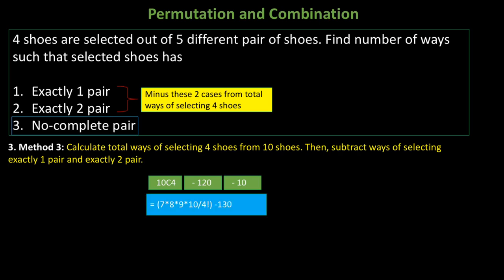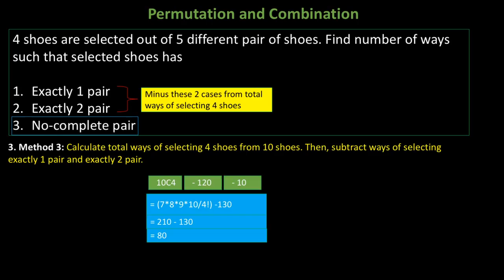So 10C4 is nothing but 7 into 8 into 9 into 10 by 4 factorial, minus 130, and this is nothing but 210 minus 130, which is 80. And we found in our previous two methods also, and in method 3 also, the answer is 80. Make sure you understand and look at the question from this point of view as well.